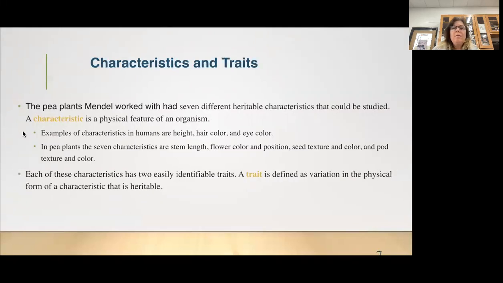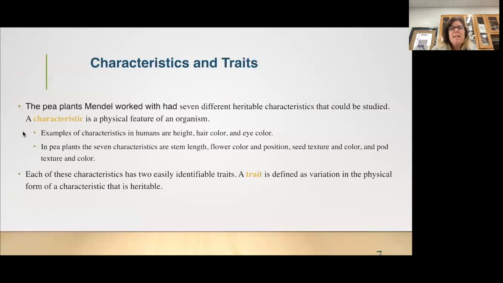So Mendel worked with various different organisms, but he found his peas worked the best. And so he's famous for his peas. And a characteristic is a physical feature of an organism. For example, human height, hair color, eye color, those are all characteristics.